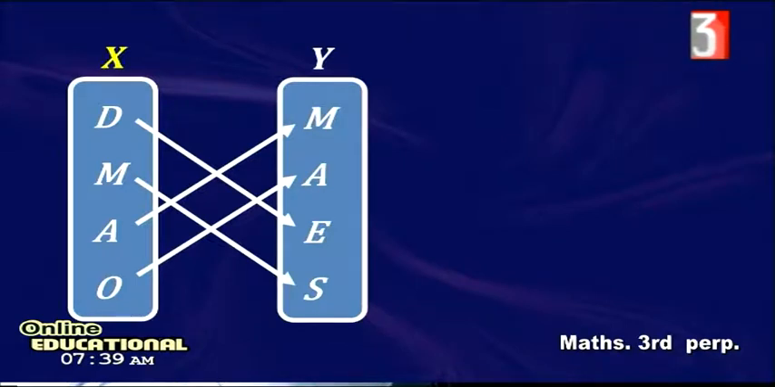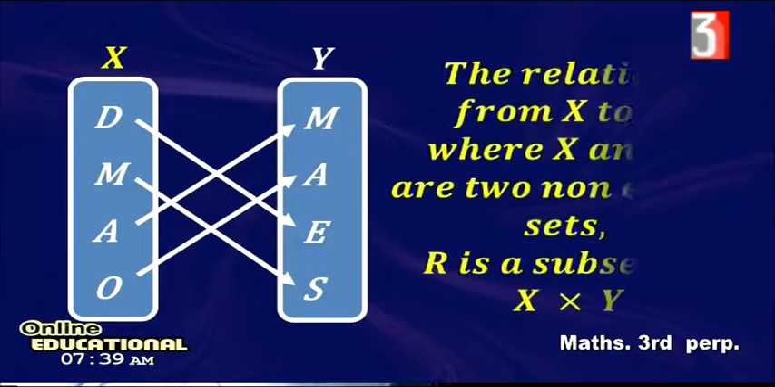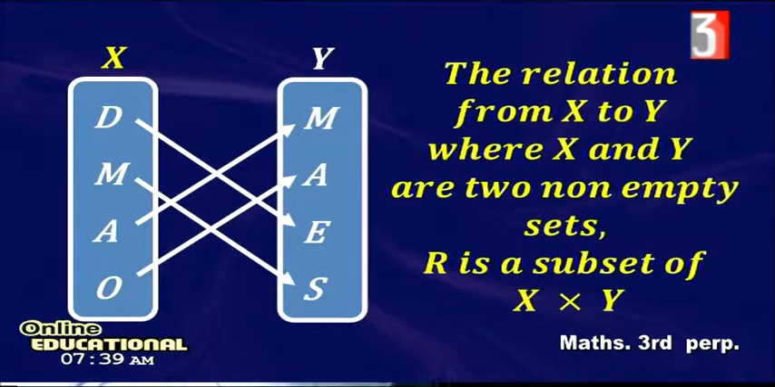In this case, we can say that the relation from X to Y, where X and Y are two non-empty sets, they have elements, and R is a subset of X cross Y. You are going to notice that this relation is a subset from X Cartesian product Y. Now let us have some examples.